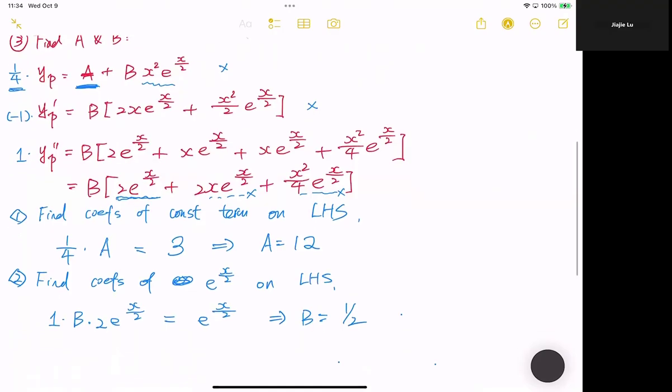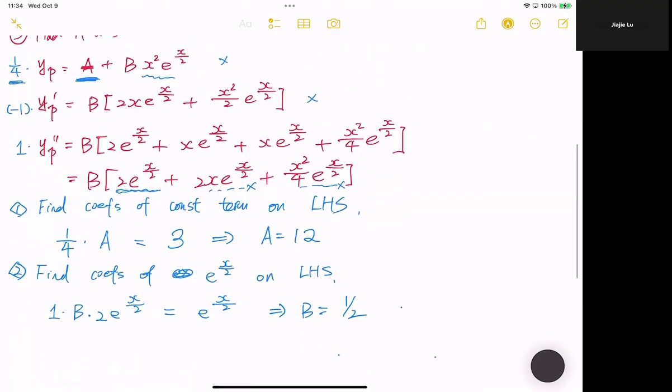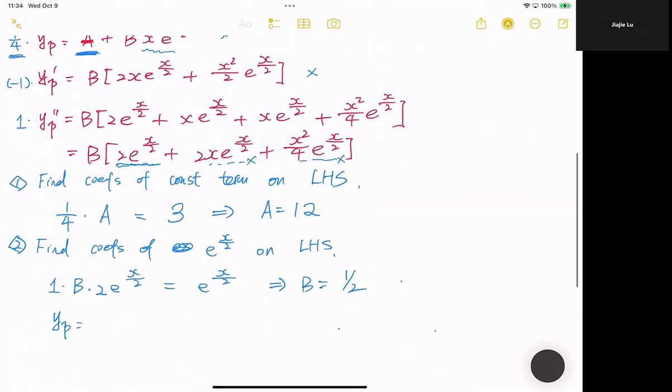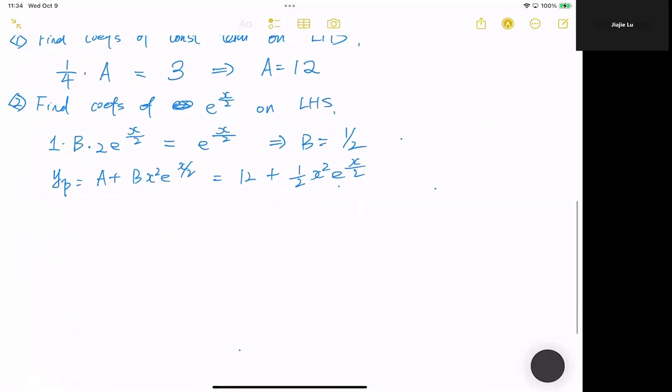Okay, now you figure out your a equals 12, your b equals a half. Then the particular solution yp should be a plus b x squared e^(2x) over 2, which should equal 12 plus a half x squared e^(2x) over 2. Now we finished step 2. And then the last step, step 3.